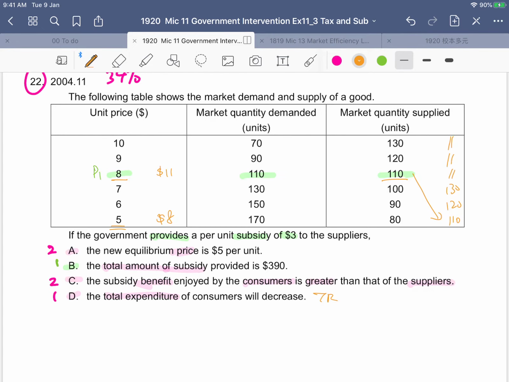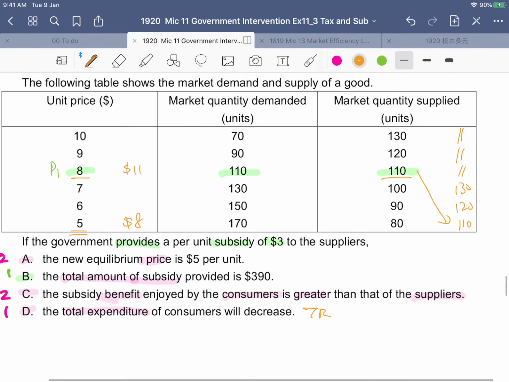So remember to check this, because tax and subsidy are just opposite. Now that I have the new quantity supplied, we can find the new equilibrium. Let's check. The first one is 110, but the quantity demanded is 170, so not correct. Let's try another one: 120, 150, not correct. 130, 130. That is the new equilibrium here. Then we can find P2 and Q2, and the subsidy is $3.